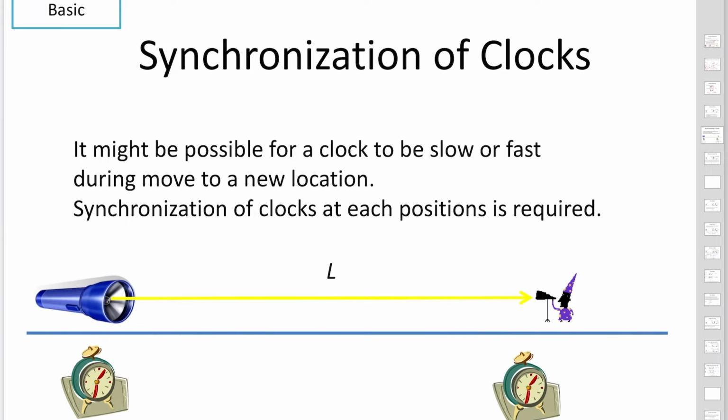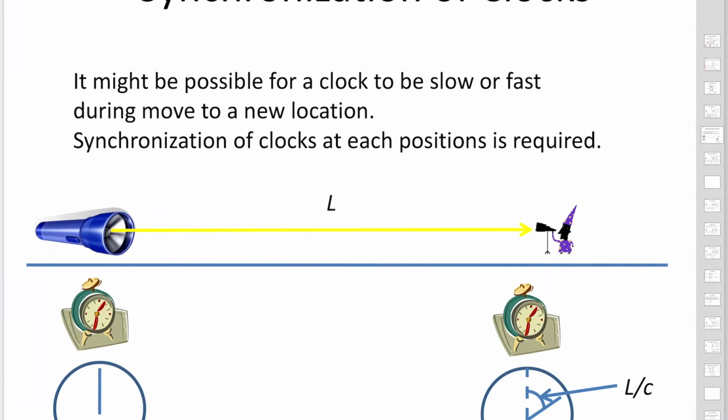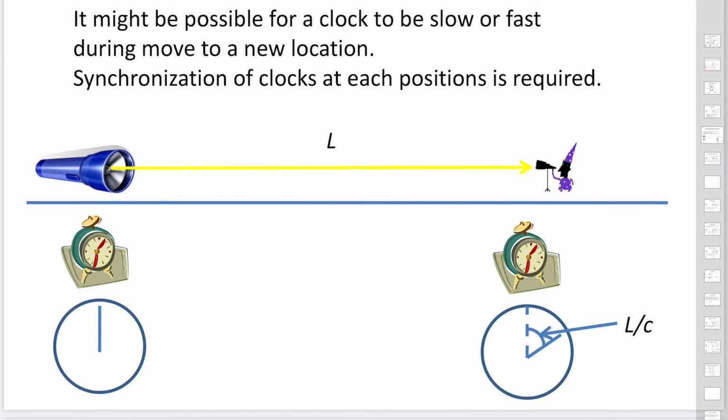We have to synchronize the clocks. Synchronization of the clocks is required. It might be possible for a clock to be slow or fast while moving to the new location. Synchronization of the clock at each position is required. So we place a clock here, then we synchronize this clock with this clock.